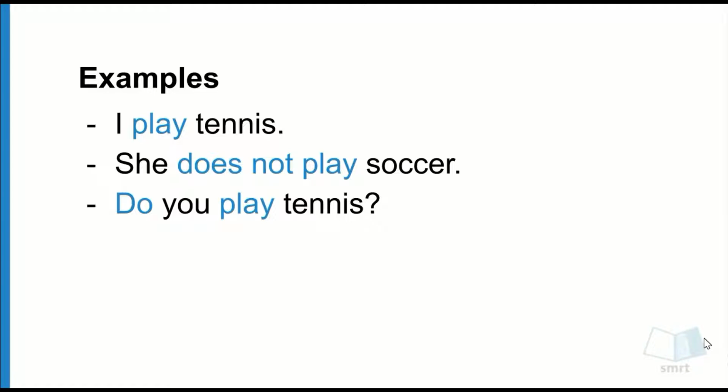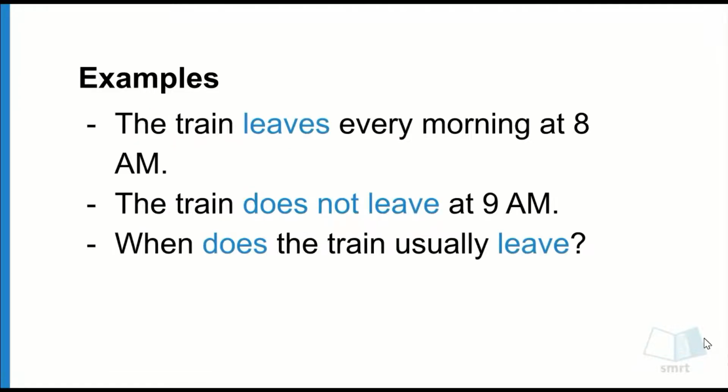For example, I play tennis. This doesn't mean that right now I'm playing tennis, but this means that I know how to play tennis and I do it often. She doesn't play soccer, and do you play tennis? We have more examples like the train leaves every morning at 8 a.m., which is a scheduled event, okay? The train doesn't leave at 9 a.m. When does the train usually leave? So this means that we're speaking about a routine or a scheduled event or a timetable, okay?